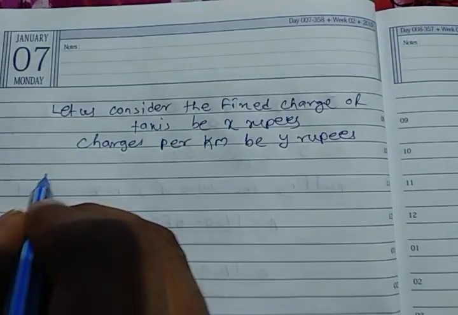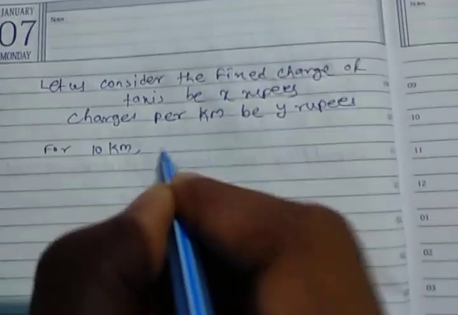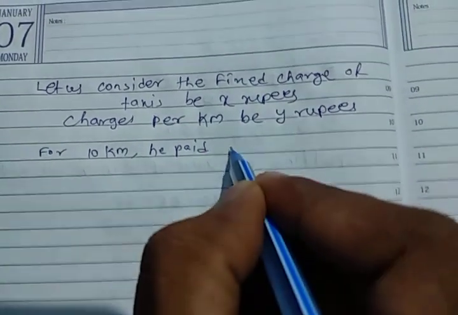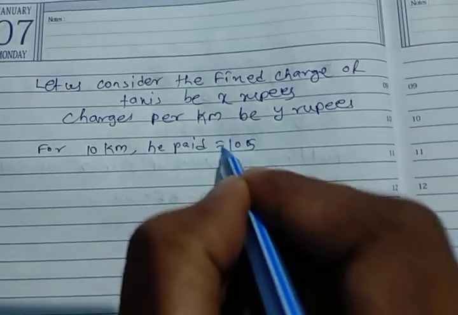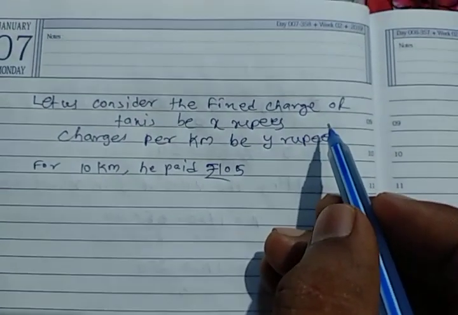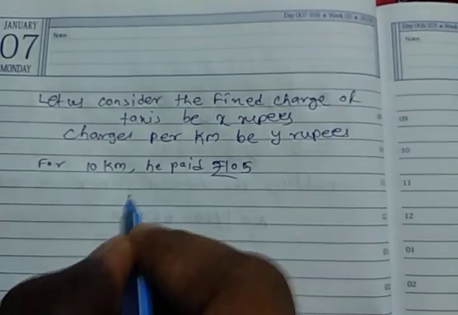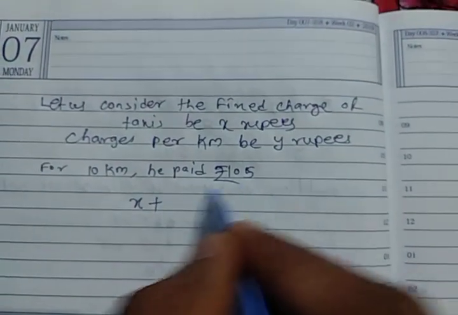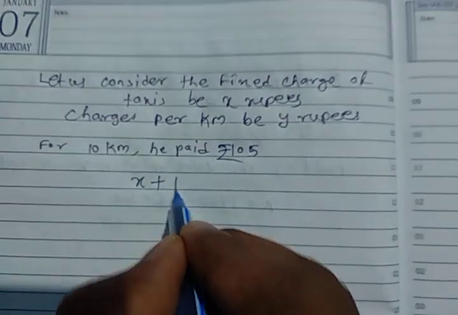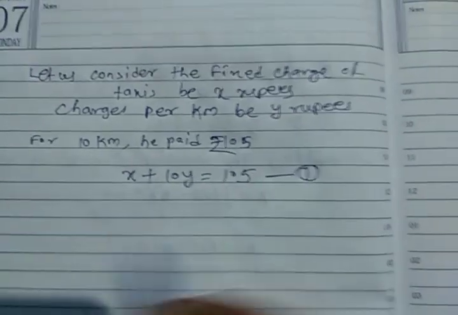Then for 10 km, according to the question, he paid 105 rupees. So for 10 km he pays the fixed charge along with the charge per kilometer. The fixed charge is x, then the charge per kilometer is y. For 10 km, x plus 10 into y equals total rupees 105, that is equation 1.